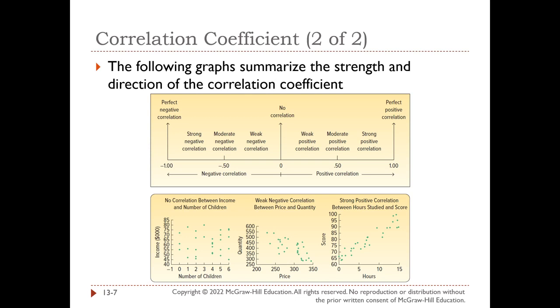And then, of course, on the other side, the closer we get to 1, the stronger our relationship is in the positive side. So, the bottom graph right down here shows no correlation, between income and number of children. Look, there's nothing, it's everywhere. Weak negative correlation between price and quantity. Notice again that you can see they're kind of grouped up, a little spread, but you can slowly see a line or a pattern form where it's going downward.